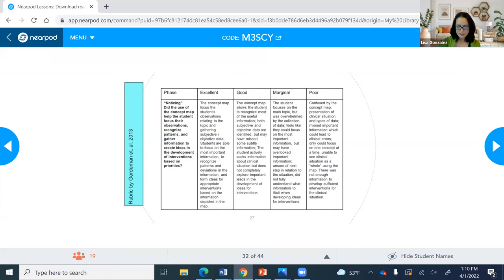But this right here is the noticing, but they also have an interpretive section where students are thinking about how they've organized their ideas. There's a responding section to evaluate whether or not the decision-making helped them to make decisions, and reflection to try to figure out their own growth and what they've learned from the concept mapping activity.